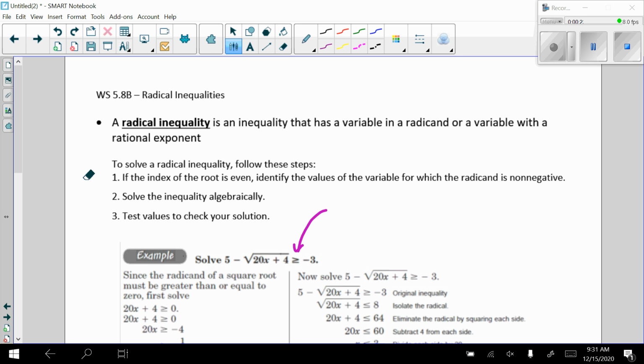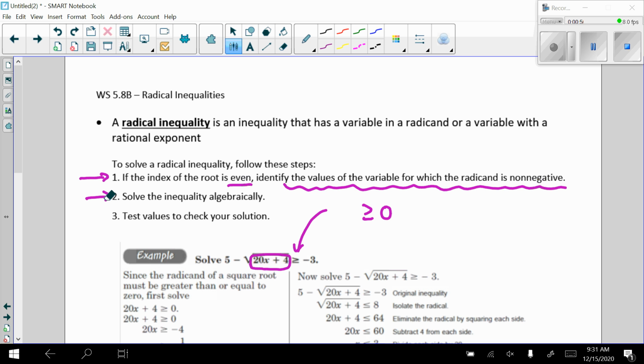So first of all, we have to look at the index of the root and see if it's even, and identify all of the values that would make the radicand non-negative. In other words, we have to take the value under the radical and set it to be greater than or equal to 0. Otherwise, if we take the square root of a negative number, we do not get a real solution. We get an imaginary one. And we're only looking for real solutions here.